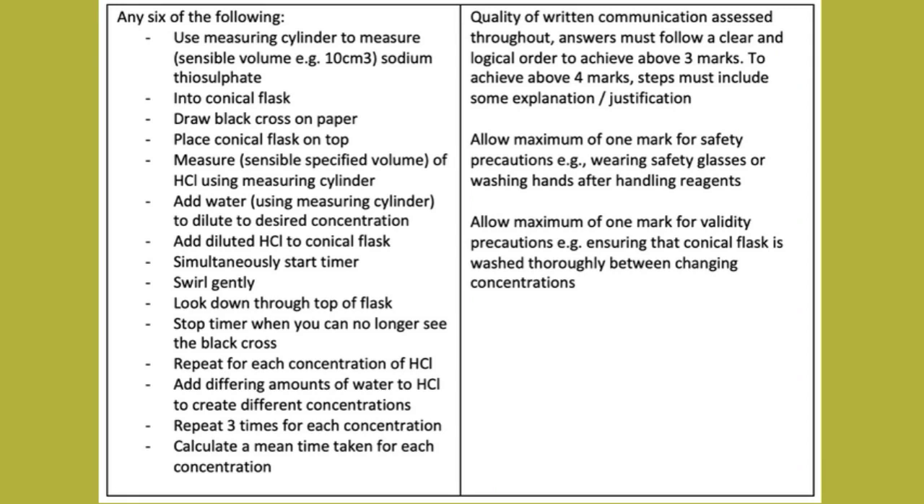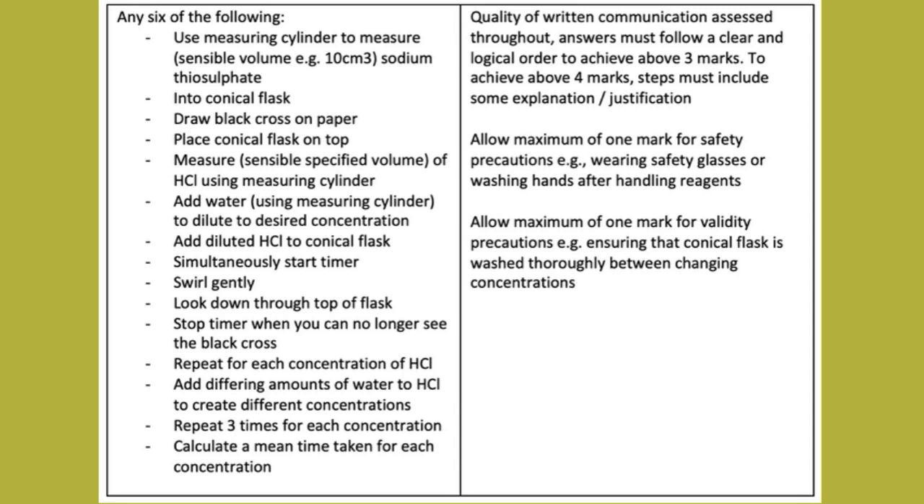We will be assessing the quality of your written communication throughout, and therefore answers must follow a clear and logical order to achieve above 3 marks. You need to make sure that you're joining your points and that what you're writing makes sense. They're not just random points that you're hoping are going to get you marks, that you just scatter throughout your paragraph or just list like bullet points. They need to flow into each other and make sense. To achieve above 4 marks, steps must include explanation or justification and not just the point itself.